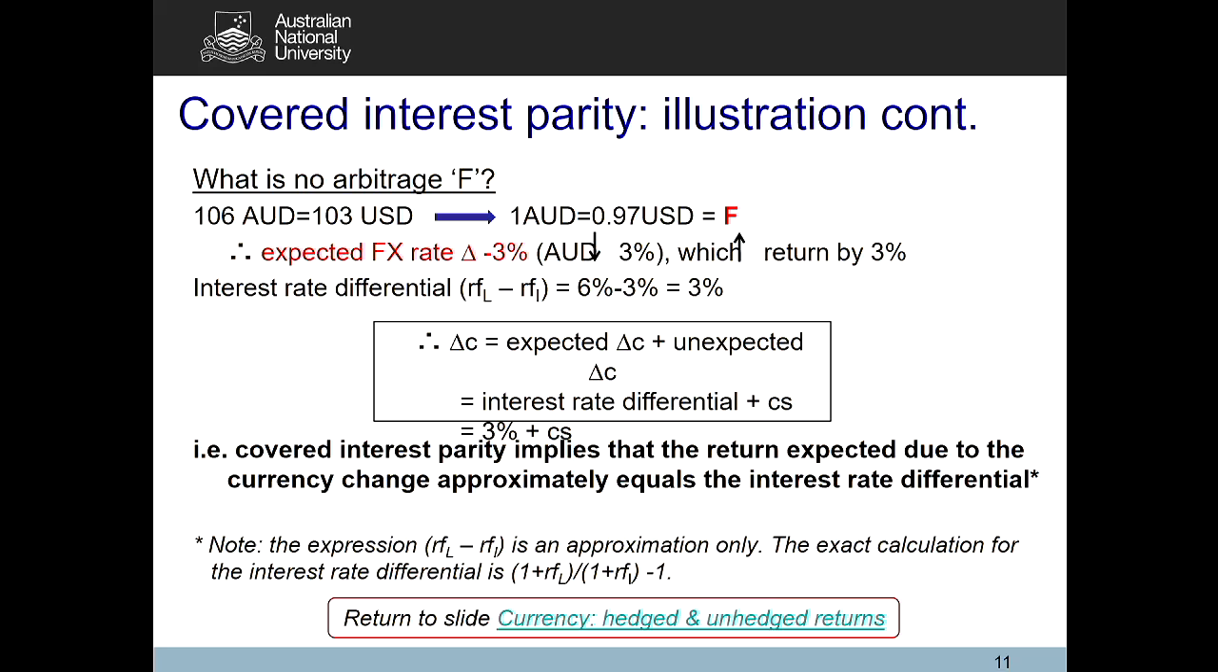Now note, we've got the risk-free rate in the local currency, less the risk-free rate of the international currency. That is an approximation. The exact calculation that you're going to do in your Excel video work and then discuss in shoots is shown at the bottom. But we're going to use the approximation because we want all the different terms to cancel out.